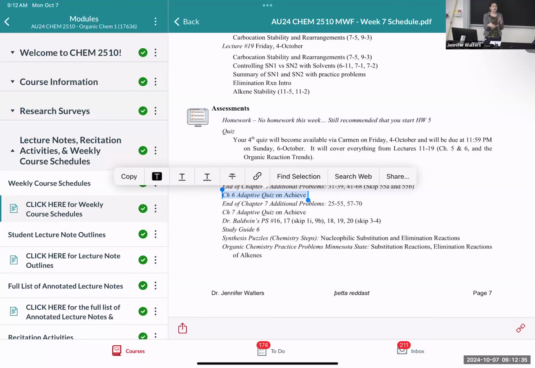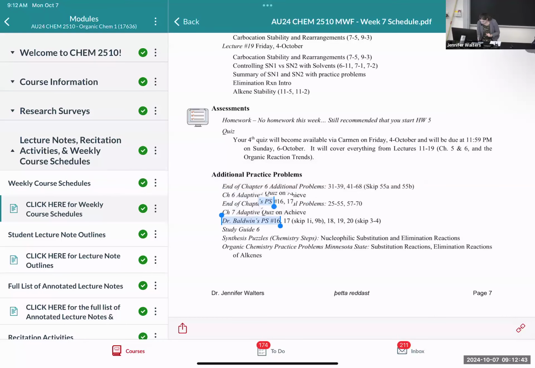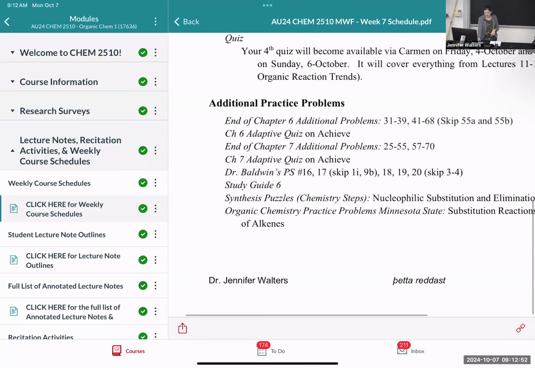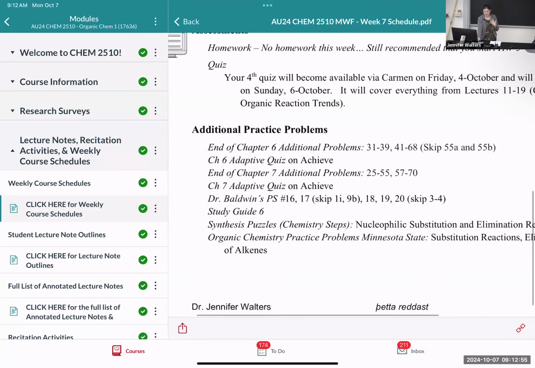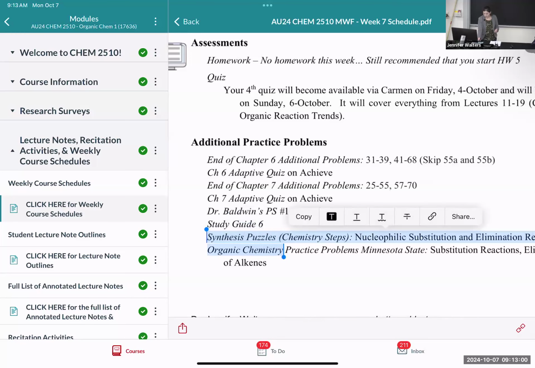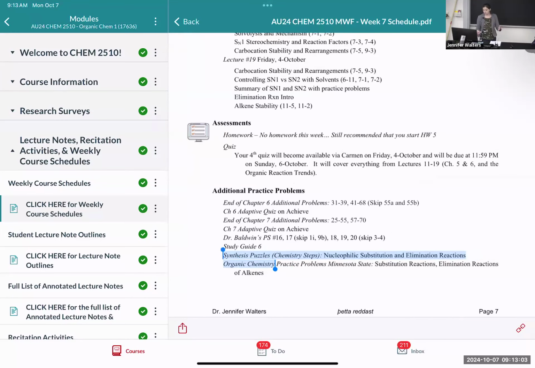If you already know what you're struggling with and you want more targeted practice problems, but you don't want to do the end of chapter problems, then you might want to go to Dr. Baldwin's problem set, or the study guide, which is actually from my 2310 class, so it's not a real study guide. It's just a summary of the content. Or do some of these online practice problems. These are online websites that link out to other published textbooks and other universities. That's for Minnesota University. They have made their resources available online, so I went through and found the ones that I liked the most.